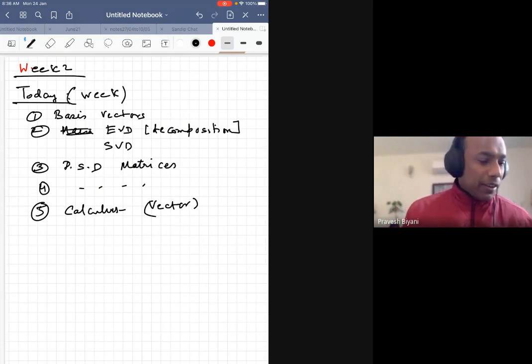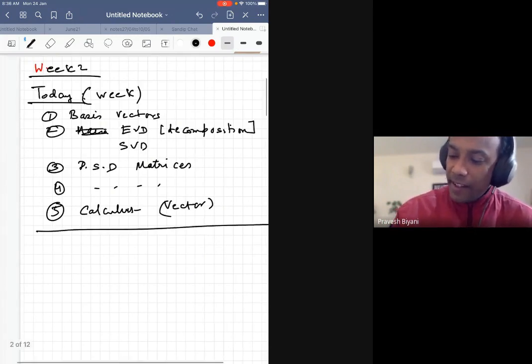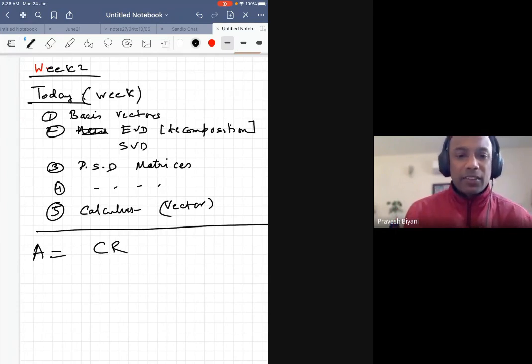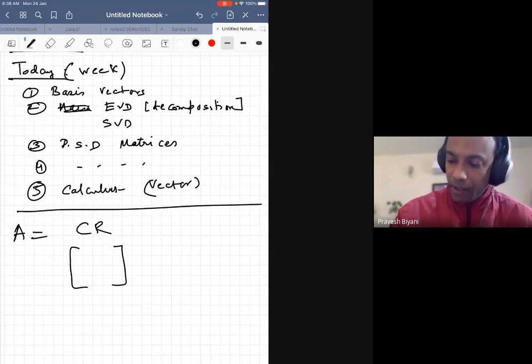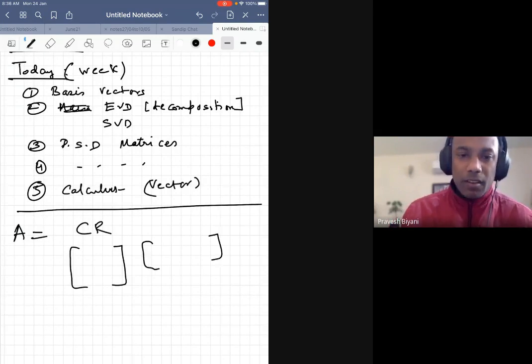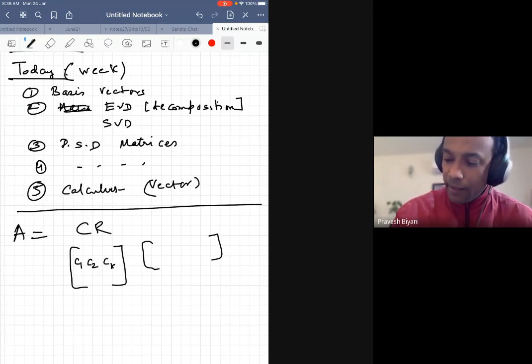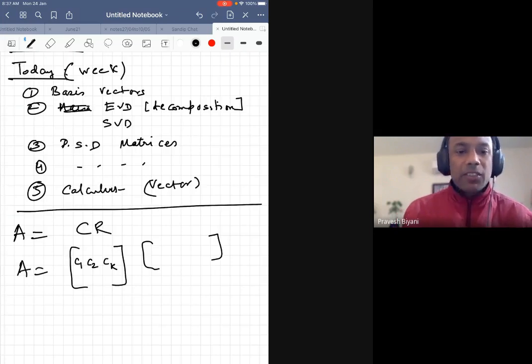If you recall, in the previous class we were looking at matrices. We said that any matrix A can be written as C into R. That was one of the main outcomes of the previous class. This C matrix actually contained the columns of A, right? And the R matrix contained the linear combination of columns of A required. So if I have Ck, K columns of A, then R contains the linear combination of these columns such that I get my matrix A. So this was for the first decomposition.